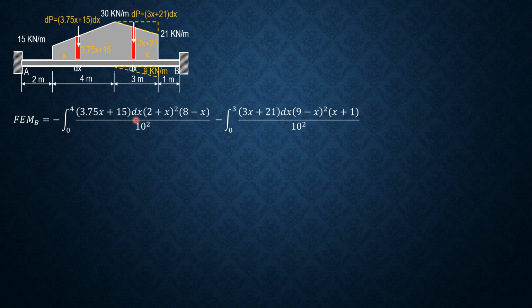So the value of this integral is negative 89.92. The second is equal to negative 101.763. Combining, fixed moment at B is the same as the result before in the first method. So negative 191.683. So that's it for this problem.